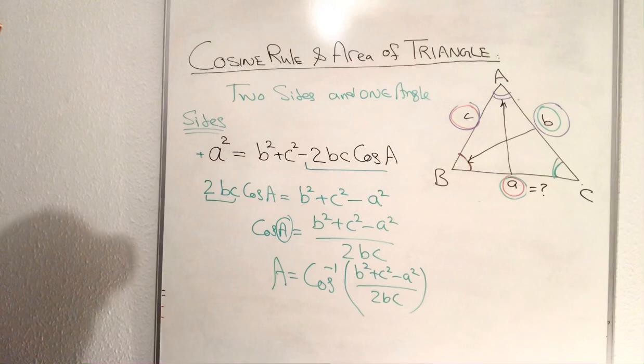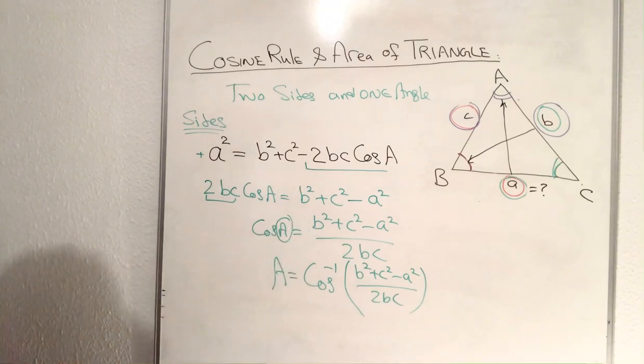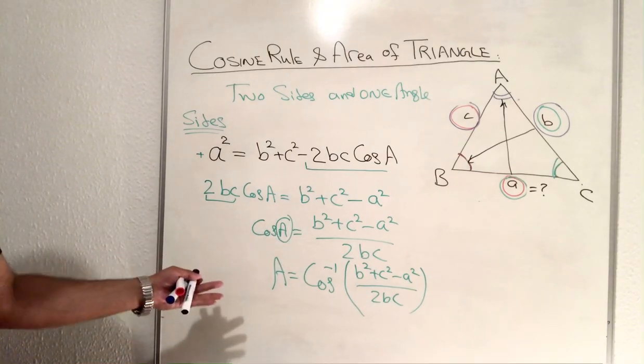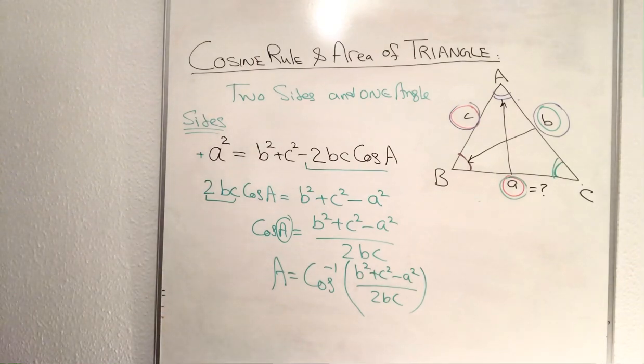If you need to find out an angle through the cosine rule, then you must have three sides available. If you have three sides available, then you can easily find out the angle. So now we are moving to questions.